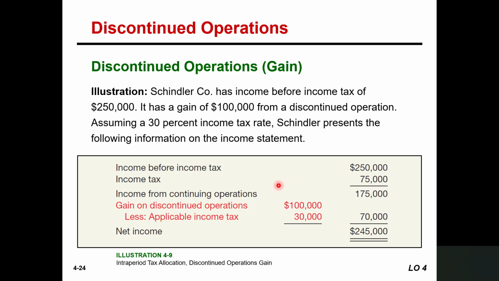Income from continued operations. So you have a gain on discontinued operations of $100,000, less the tax of $30,000, which gives you a net gain of $70,000. That would be added to the income from continued operations of $175,000, which gives you a total net income of $245,000.